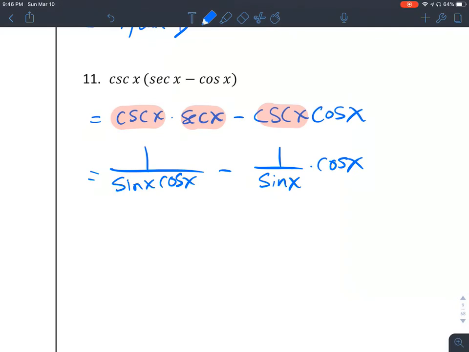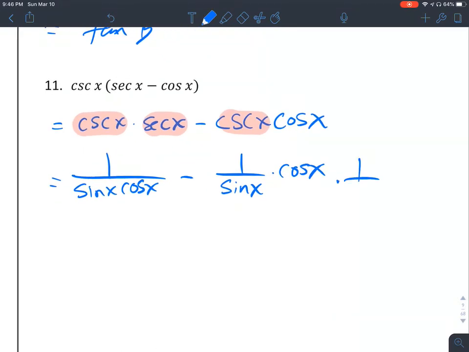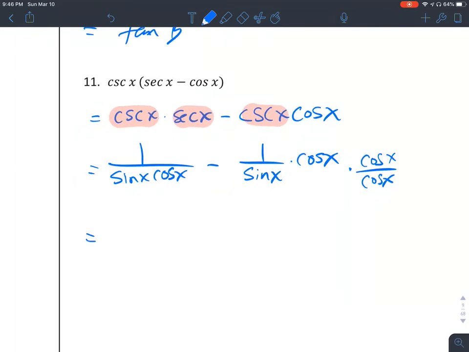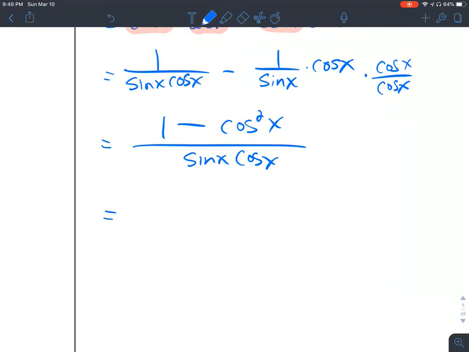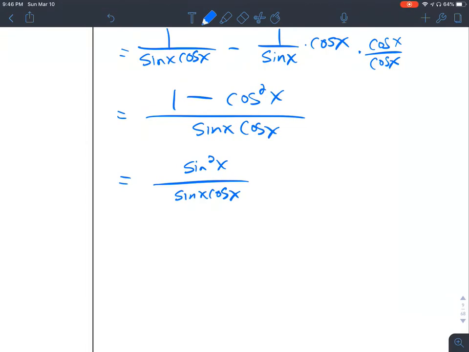To get common denominators, I need this fraction to have a cosine on the bottom. So I'm going to multiply this by cosine over cosine. That's going to give us one fraction, 1 minus cosine squared of x over sine of x cosine of x. I think we played this tune before. 1 minus cosine squared of x is sine squared of x. That comes from the first Pythagorean identity, solved for sine squared.